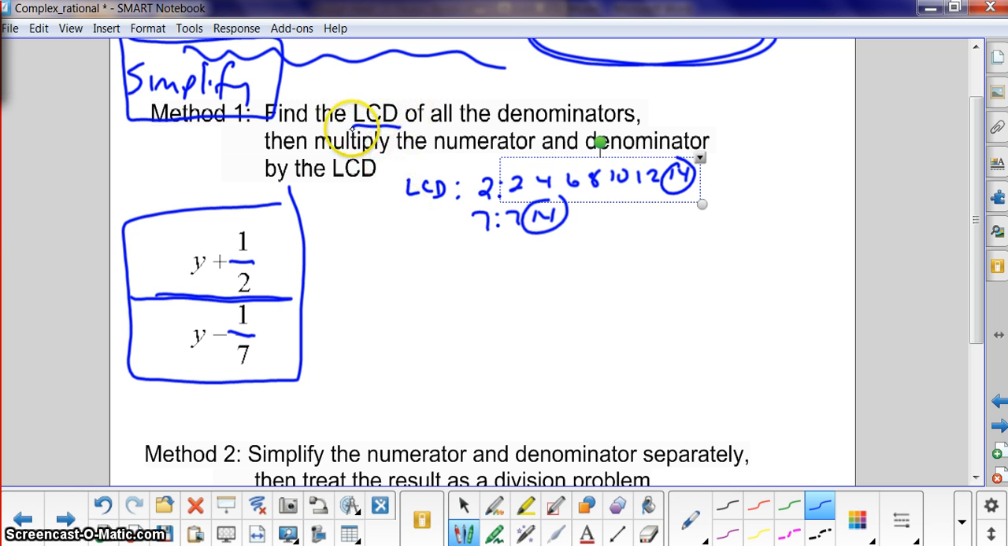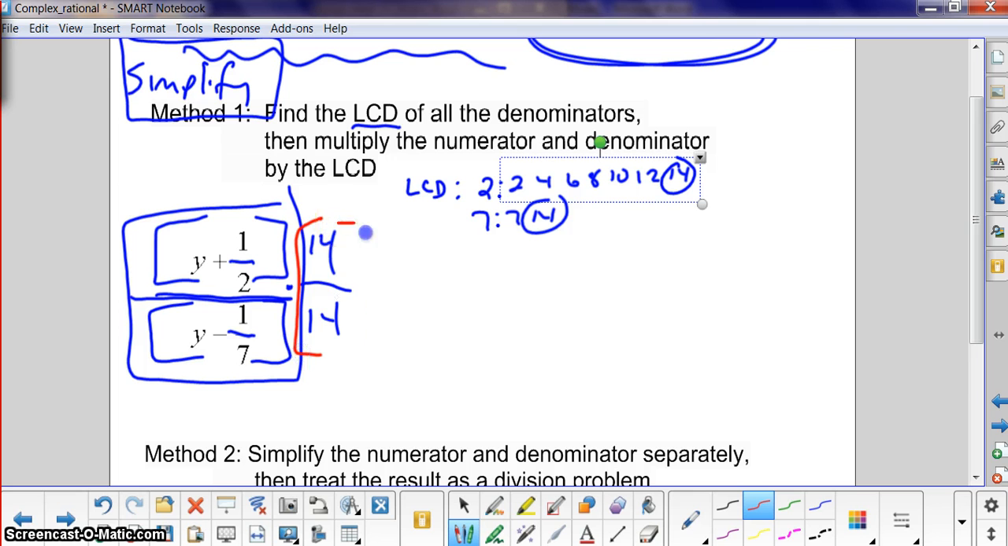So find the least common denominator, then multiply the numerator and the denominator by the least common denominator. So I'm multiplying by 1. This is just a version of 1, right? 14 over 14 is 1. But I'm going to multiply it into my numerator, and I'm also going to multiply it into my denominator. So for the numerator, 14 times y, I just get 14y, and then the plus sign comes over as plus.